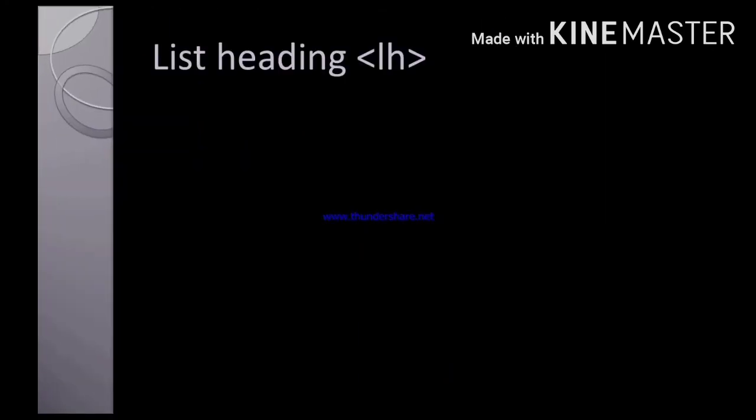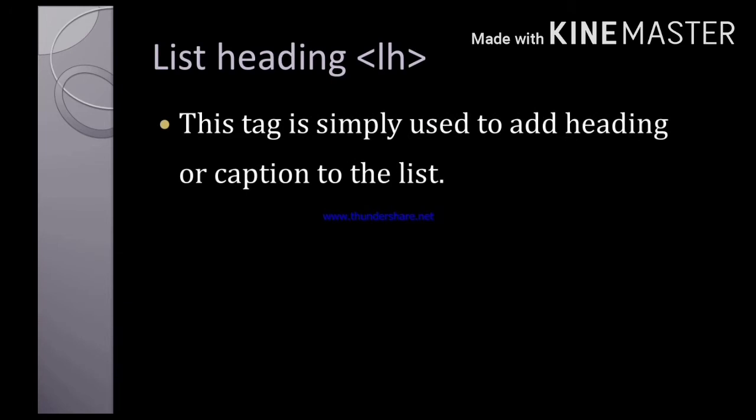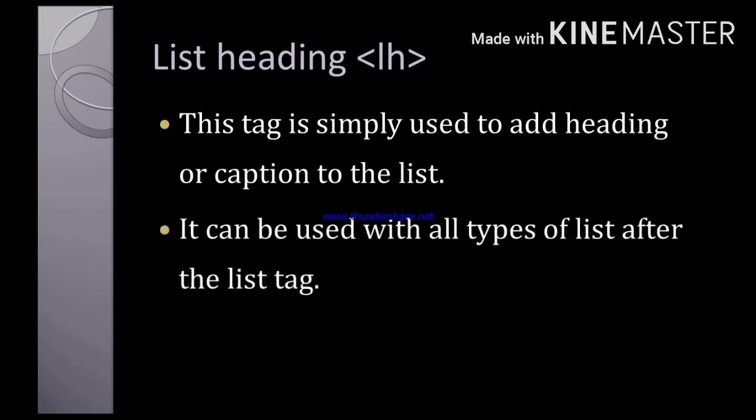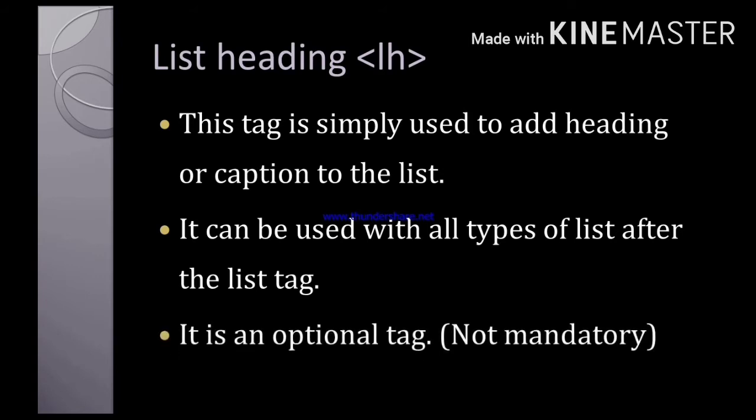List heading. This tag is simply used to add a heading or caption to the list. Means before we start the list items, let us provide a heading to the list. If we want to provide a heading, then we can use the tag LH. It can be used with all types of list, that is after the list tag OL or UL or any other tag we can add the list heading. It is an optional tag, not mandatory.